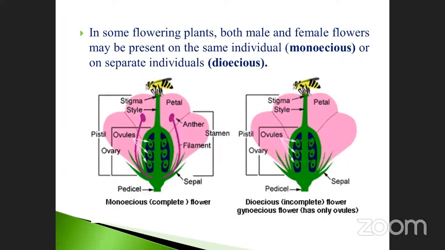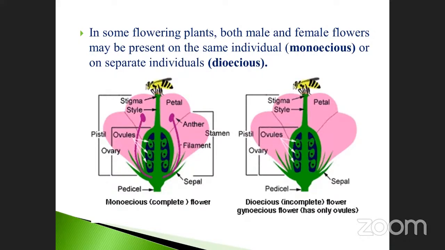See the structures. In some flowering plants, both male and female flowers may be present on the same individual, that is called monoecious, or on separate individuals, called dioecious. See, this is called monoecious because this is the female, this one is called male. That's why it's called monoecious. It comes under the heading known as complete flower, because all the parts are present in it.